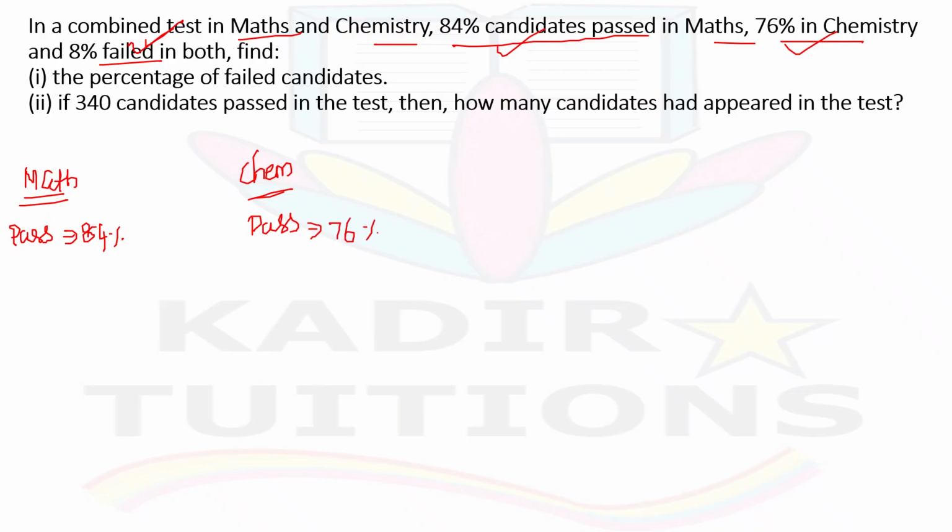And one more piece of information they have given: both. So in both subjects, the fail percentage was given. What was the fail percentage? 8 percent. So this is the information. Our first question is, we are supposed to find the percentage of failed candidates, right? So altogether we are going to find the percentage of failed candidates.